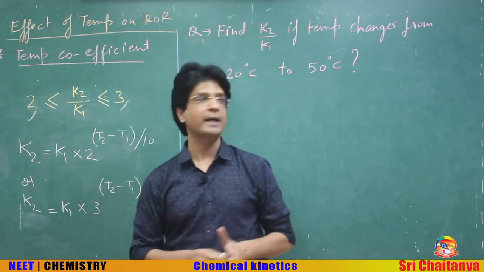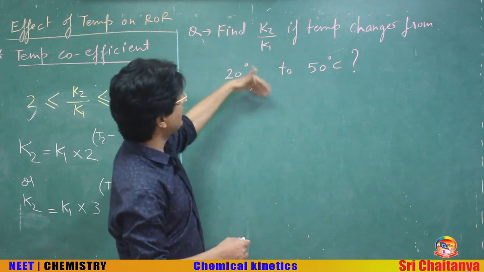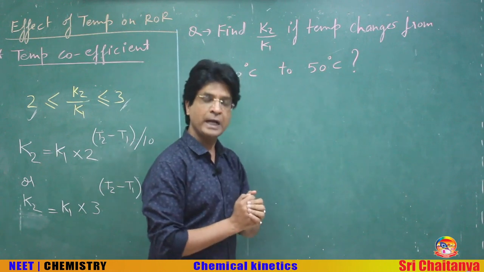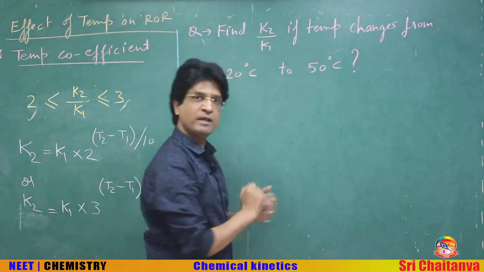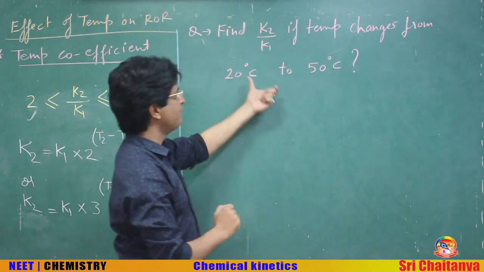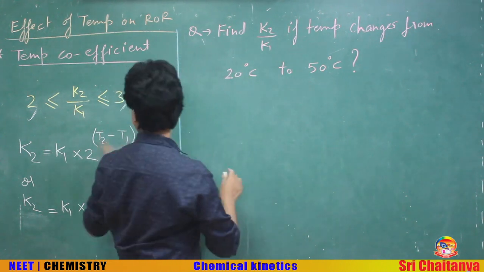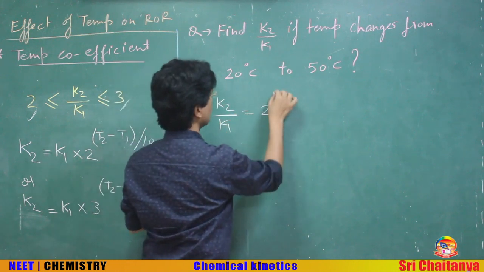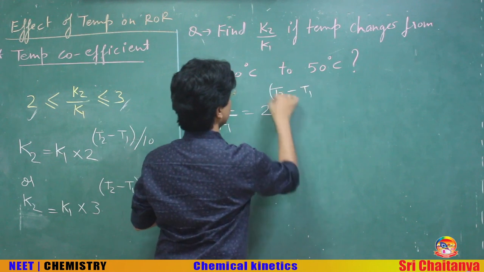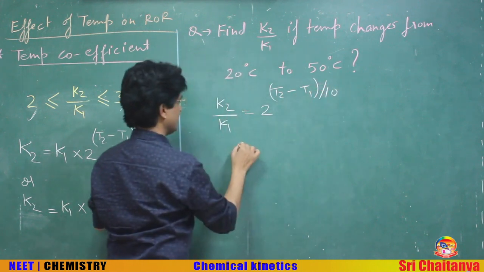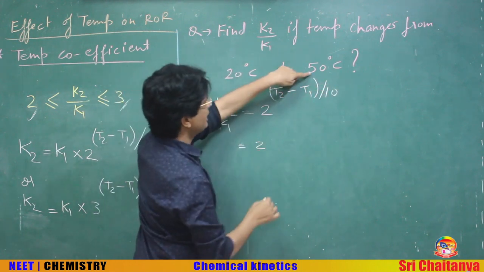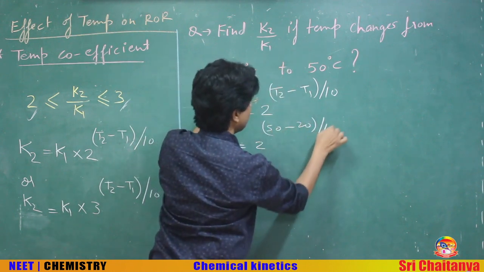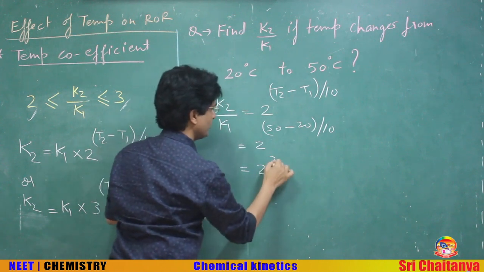Now let us do a question on that. Find K2 by K1 if temperature changes from 20 degrees Celsius to 50 degrees Celsius. Now remember, if they do not provide you any other information, you have to assume that the temperature coefficient is 2. So from this formula, I can say that K2 by K1 will be 2 to the power of (T2 minus T1) divided by 10. So this can be written as 2 to the power of (50 minus 20) divided by 10. This will be 2 to the power of 3.